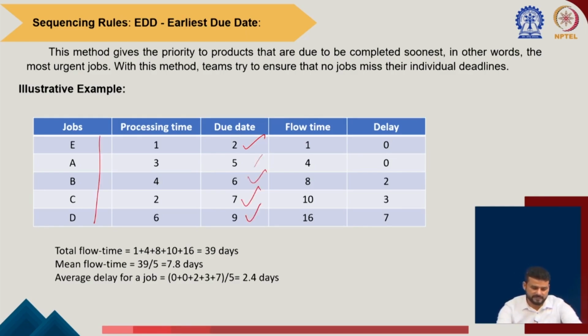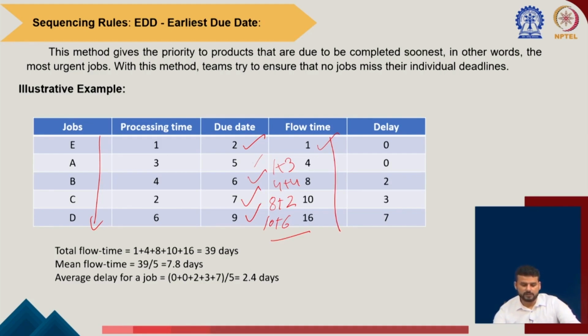So this is how you have sequenced all these. Processing time will be given, and flow time again you can calculate: 0 plus 1 is 1, and then 1 plus 3 days required for A, 4 plus 4 days required for B, 8 plus 2 days required for C, and then 10 plus 6 days required for D, right. So this is the total flow time, average you can find out. So let us find out the delay.